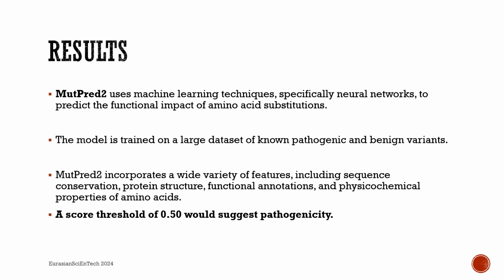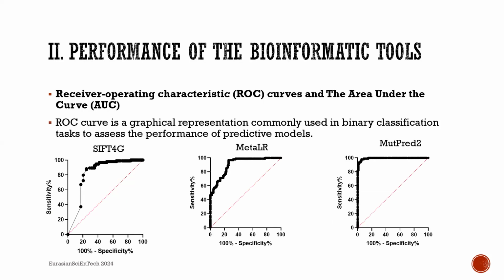Multipred2, on the other hand, uses machine learning techniques, specifically neural networks, to predict the functional impact of amino acid substitutions. This model is trained on a large dataset of known pathogenic and benign variants. Multipred2 incorporates a wide variety of features, including sequence conservation, protein structure, functional annotations, and also physicochemical properties of the amino acids. Here, if we have a score over 0.5, then this suggests pathogenicity.